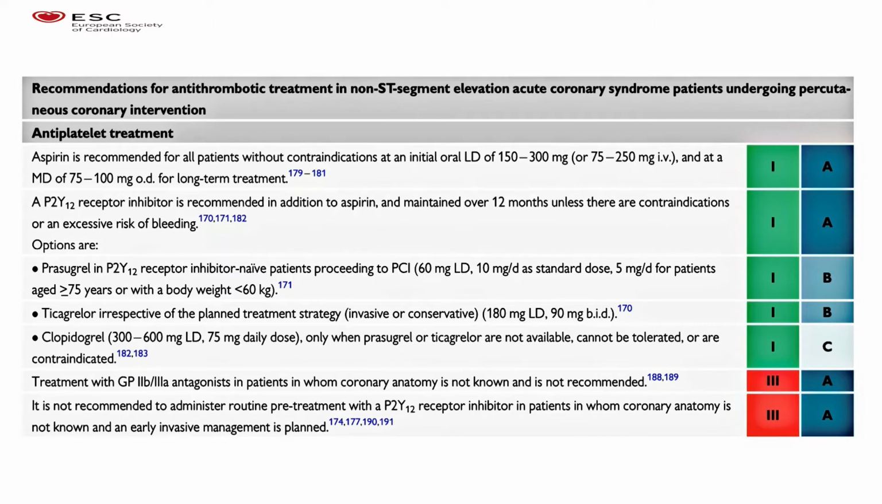Class 1 Level B. Ticagrelor, irrespective of the planned treatment strategy, invasive or conservative, 180 mg loading dose, 90 mg BID. Class 1 Level B. Clopidogrel, 300 to 600 mg loading dose, 75 mg daily dose, only when prasugrel or ticagrelor are not available, cannot be tolerated, or are contraindicated.